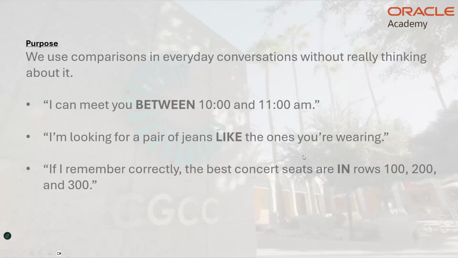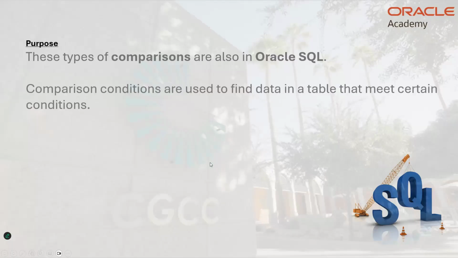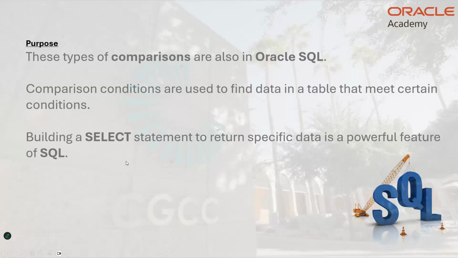And therein are three very distinct and basic examples of those particular keywords and commands: between, like, and in. These types of comparisons in SQL are used to find data in tables that meet a condition. If you don't know the condition exactly, you can essentially provide a way to narrow the search. So building a select statement to return specific data is a powerful feature of SQL.